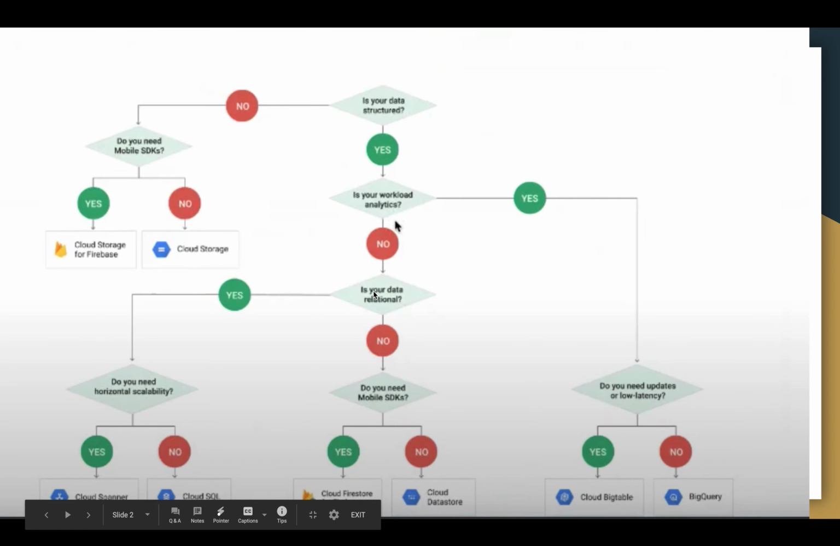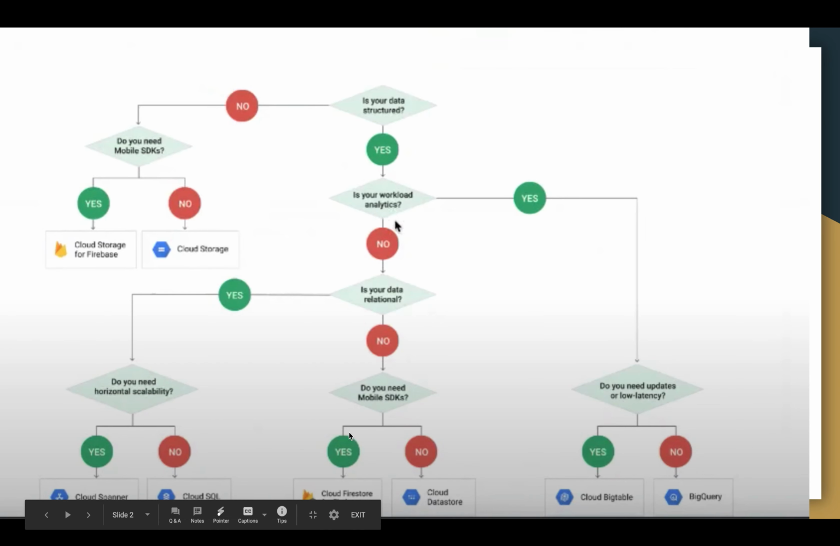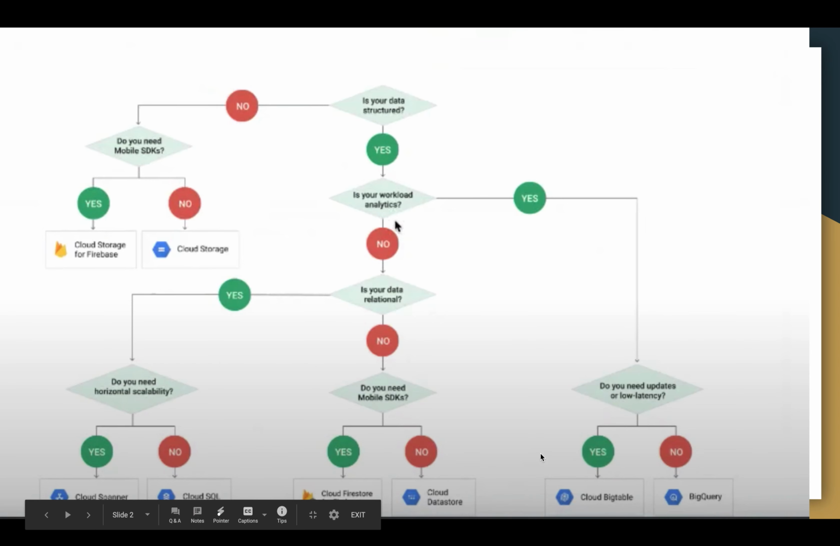If your data is not relational, then it will come here. If you need a mobile SDK, then it is Cloud Firestore. If you don't need it, it will come to Cloud Datastore. Cloud Datastore is a NoSQL document database for our web and mobile applications. So we have covered these storage options.